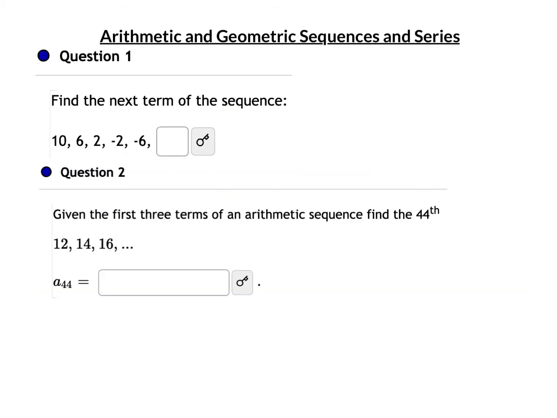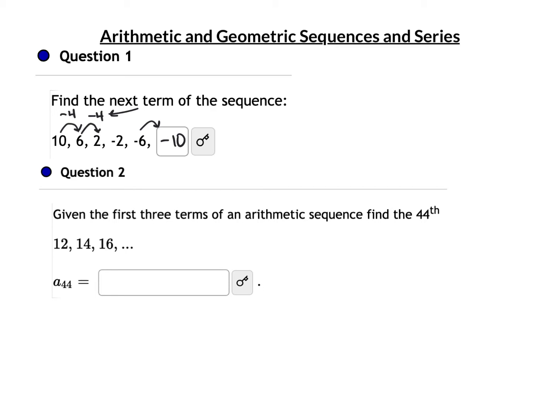The rest of this video is questions from your assignment. Question 1. Find the next term in the sequence. Since every term in the sequence is created by subtracting 4 as we move to the next term, this is arithmetic. We're adding the same number every time, negative 4. The next number after negative 6 then would be negative 10. Remember that that negative 4 is called the common difference.